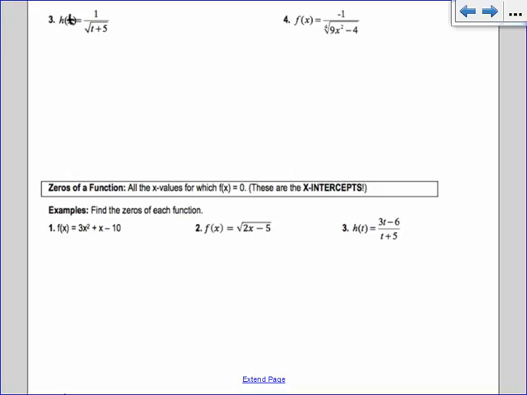All right, that should say h of t equals 1 over the square root of t plus 5. So you should have h of t, not h of x. This one has not only a denominator, but also a square root. So there's multiple things going on.